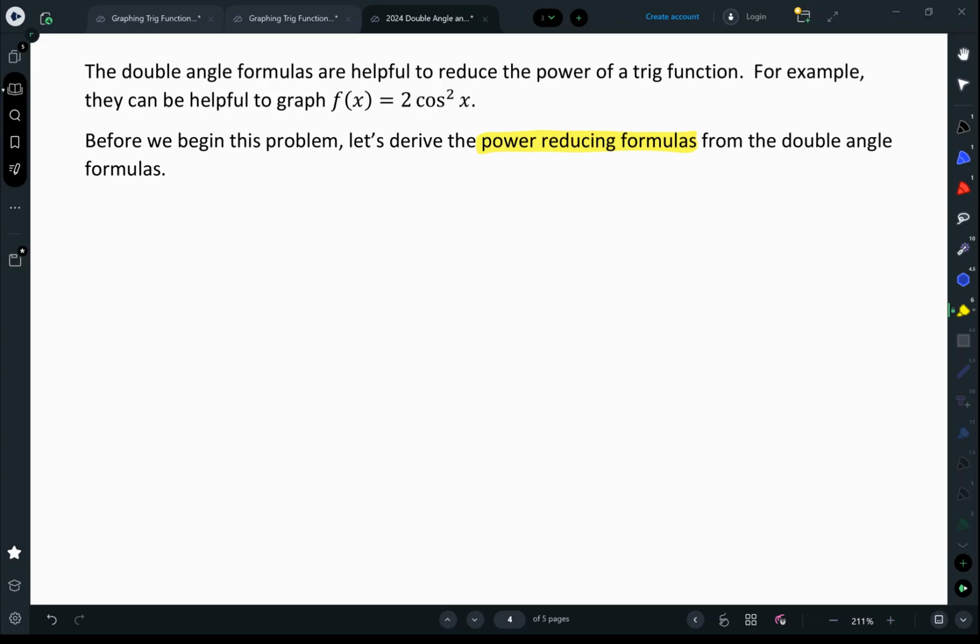So here, if you're asked to graph something like 2 cosine squared of x, you can use strategies that we've already talked about, or you can use a power reducing formula to reduce this cosine squared into something that you know how to graph. Okay? So these are derived, again, from the double angle formulas.